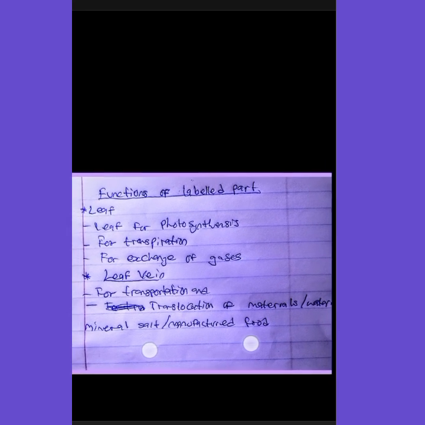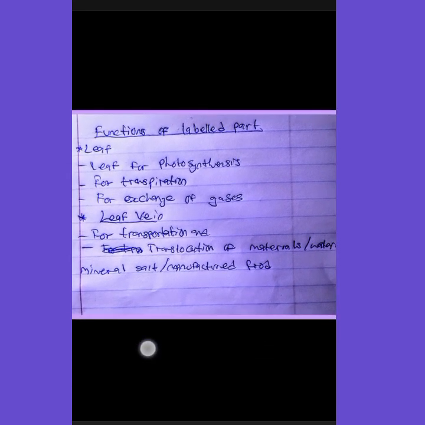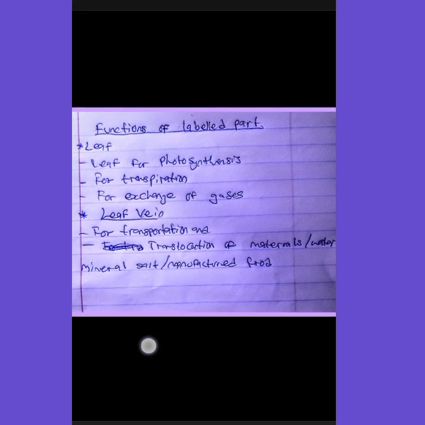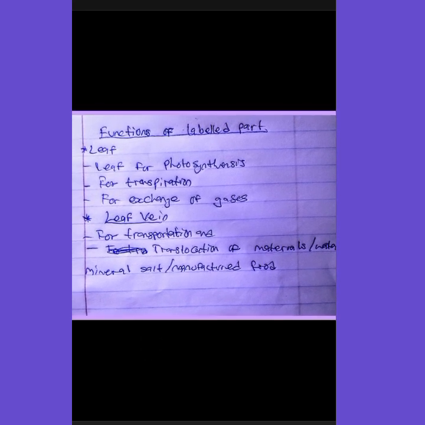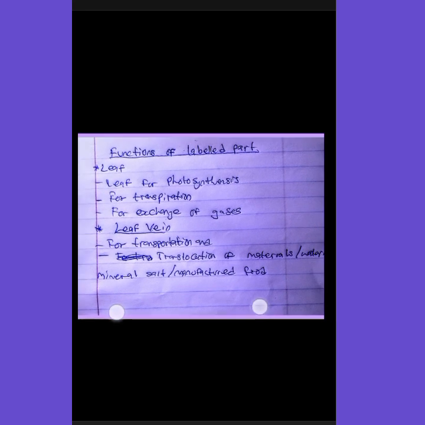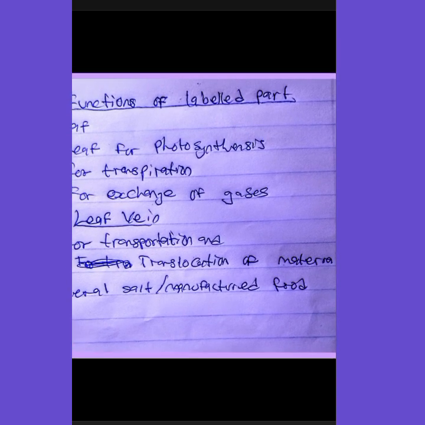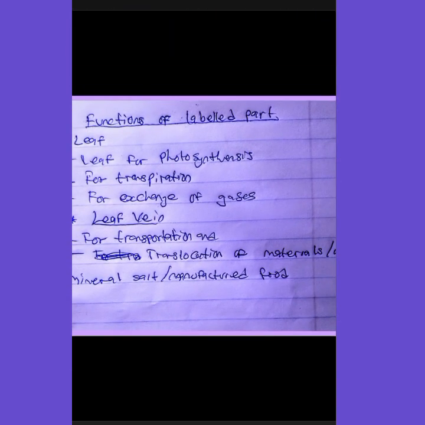The function of the leaf in the plant: the leaf helps in photosynthesis, transpiration, and gaseous exchange. The leaf veins are for transportation, for translocation of materials, water, mineral salts, and manufactured food.